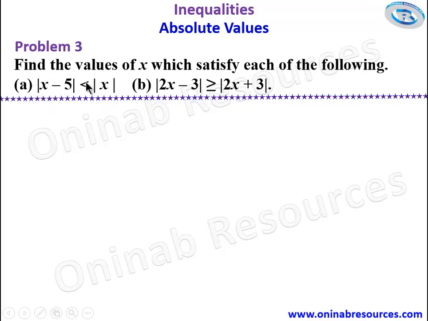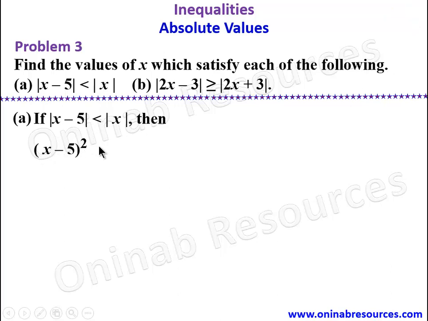So what we are going to do, there's only one approach for now. We are going to apply the principle of squaring both sides. So we said if absolute value of x minus 5 is less than absolute value of x, then x minus 5 squared is less than x squared. So we expand, giving us x squared minus 10x plus 25 is less than x squared. Remember, if you take this to the other side, it will vanish. So we are going to have minus 10x plus 25 less than 0.